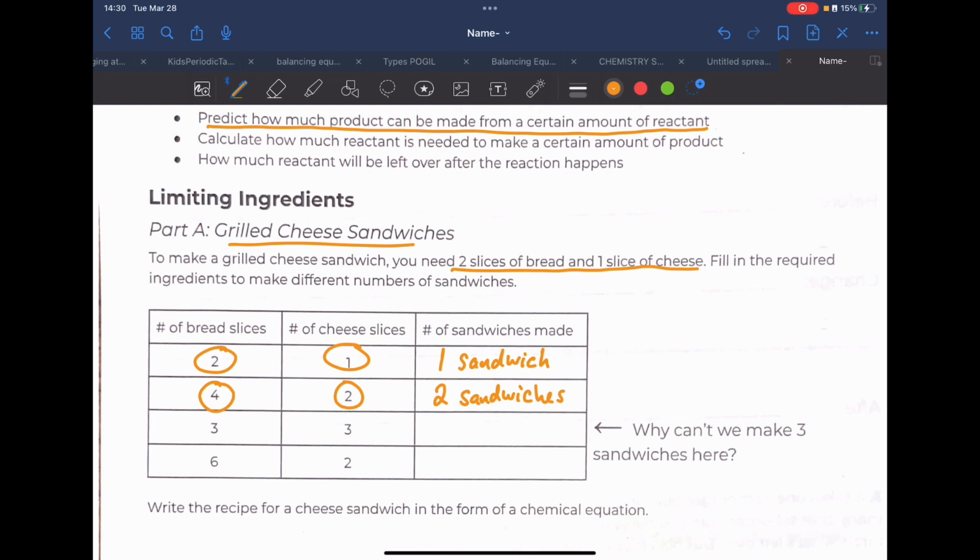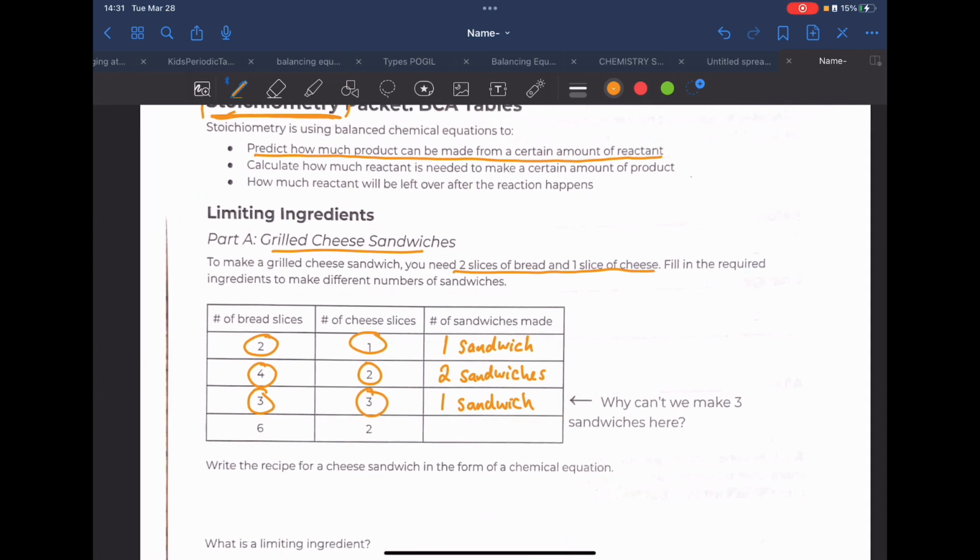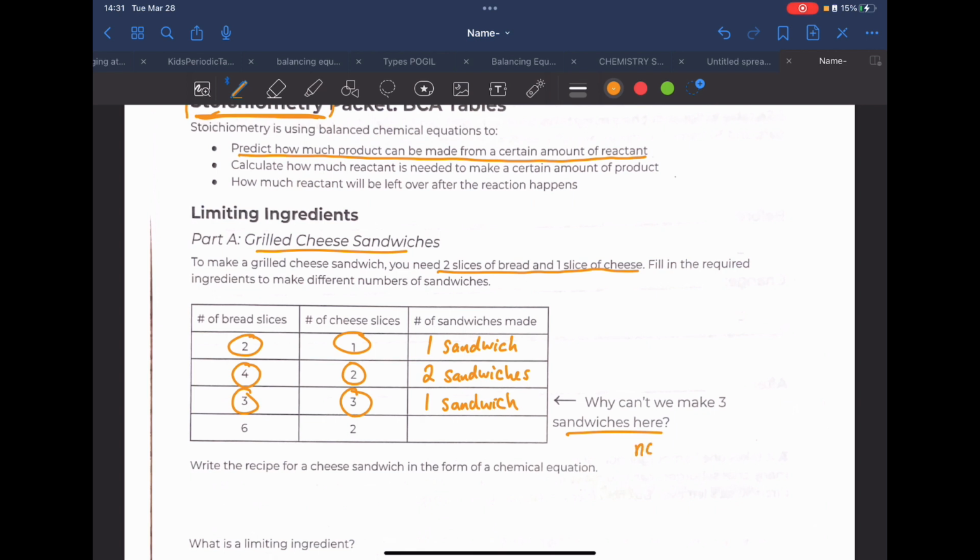Well, here's where it gets a little bit more interesting because now we have 3 bread slices and 3 cheese slices. We have enough cheese to make 3 sandwiches, but we don't have enough bread. We only have 3 slices of bread, and we can actually only make 1 sandwich here. We can only make 1 sandwich because we don't have that 4th slice of bread that we would need to make the second sandwich. And we definitely can't make 3 sandwiches, because we don't have enough bread.